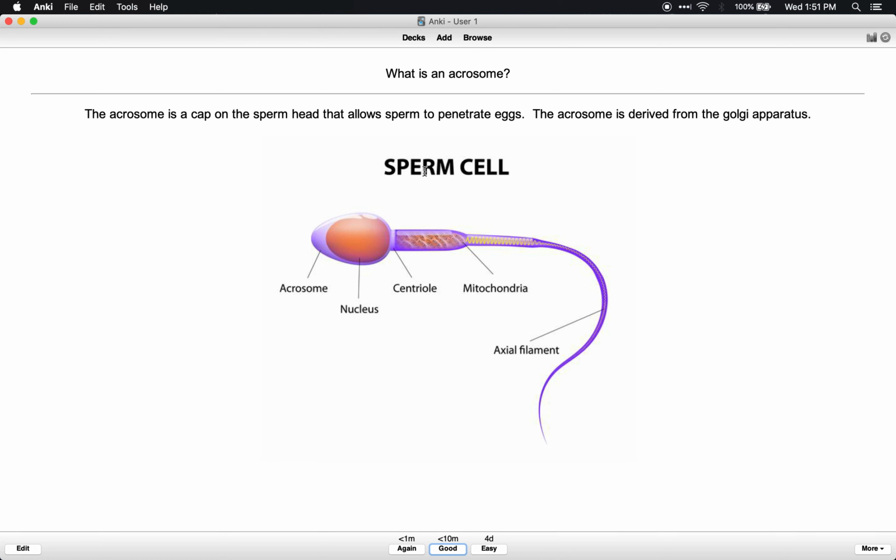What is an acrosome? Acrosome is a cap of a sperm head that allows it to penetrate the egg, derived from the Golgi apparatus. The acrosome is a cap on the sperm head that allows sperm to penetrate the egg, and it's derived from the Golgi apparatus.